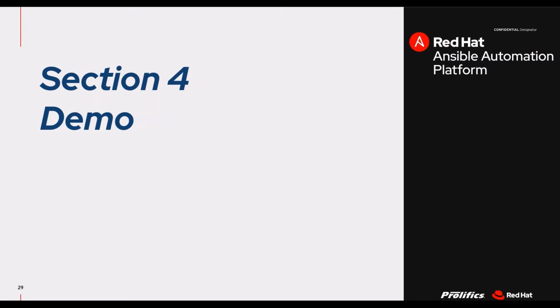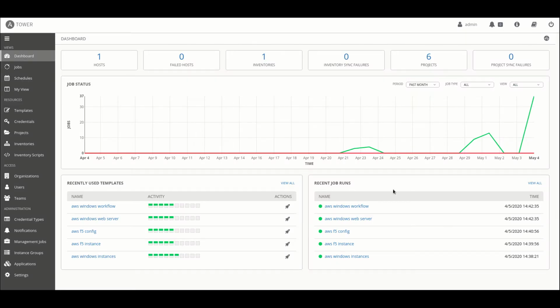So now I'm going to move on to our demo. I will pass over to Pat Harrison, who will take us through. Thanks, Harry. In this demo, we're going to look at how we can use the Ansible Automation Platform for provisioning. And in this specific example, we're going to provision virtual machines in AWS.